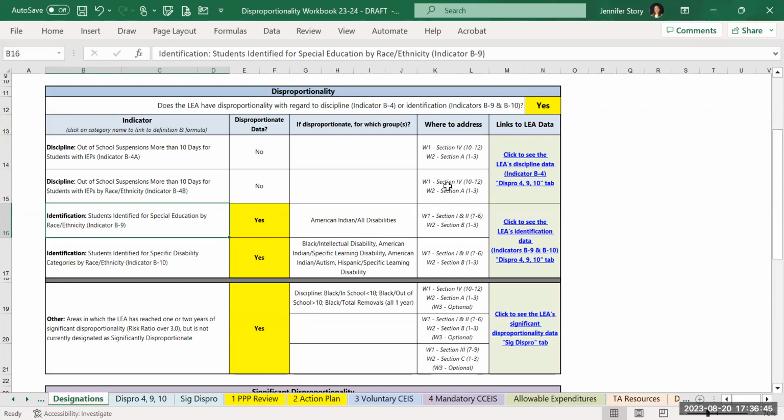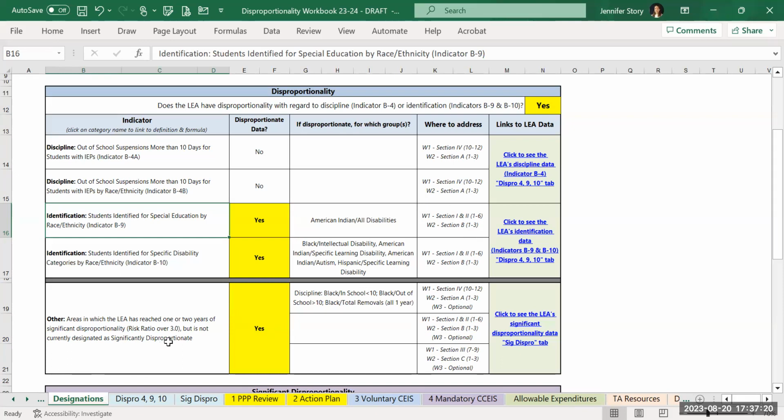The next column tells the LEA where to address the disproportionality that is identified. So for American Indian all disabilities and these specific disability categories, the district is going to be addressing the disproportionality on worksheet 1, sections 1 and 2, which are questions 1 through 6, and also worksheet 2, section B, questions 1 through 3. So that's where the district will be addressing disproportionality with identification.